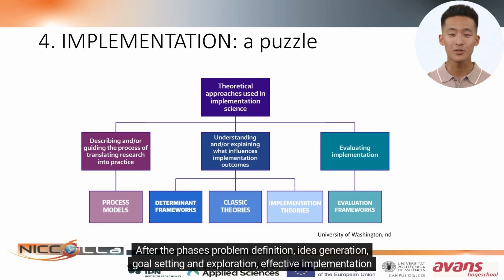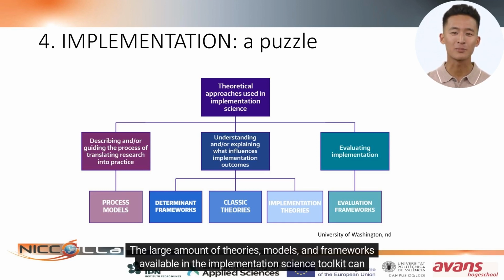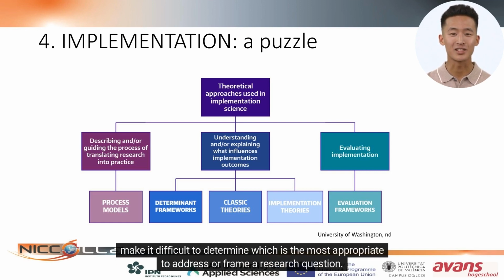After the phases problem definition, idea generation, goal setting, and exploration, effective implementation will be the next step. The large amount of theories, models, and frameworks available in the Implementation Science Toolkit can make it difficult to determine which is the most appropriate to address or frame a research question.